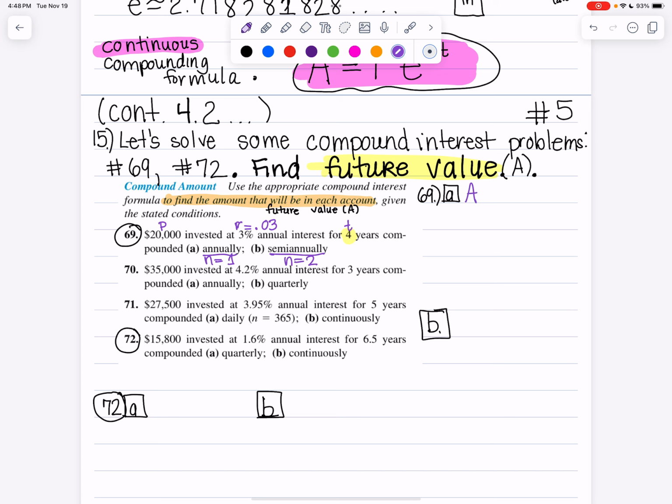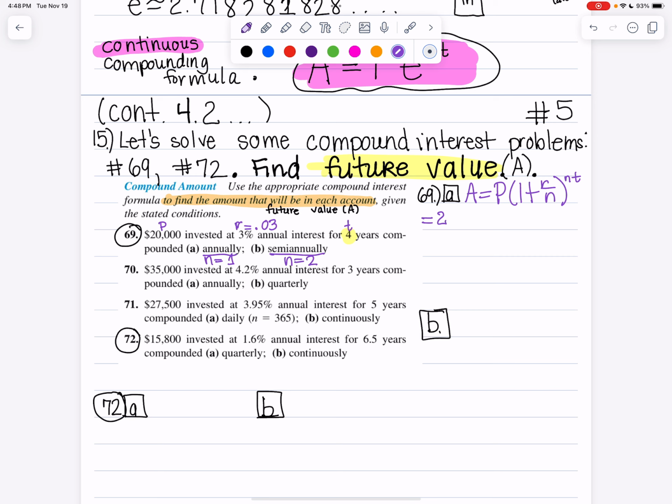The first formula we need to use is this one: A equals P times 1 plus R over N, raised to the N T. That's what we have to use. It does not say continuously at all here. So that's what we have to use. Now, we have our N, we have our R in decimal, we have everything we need to plug in. So let me start off. We're looking for future value.